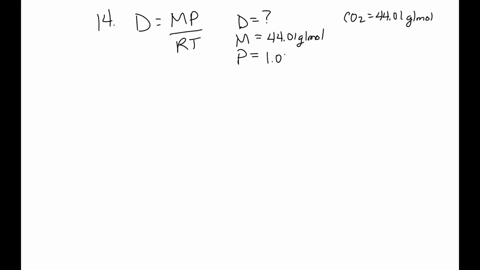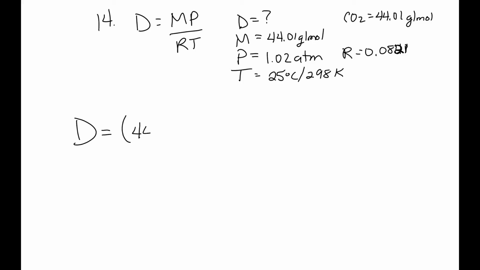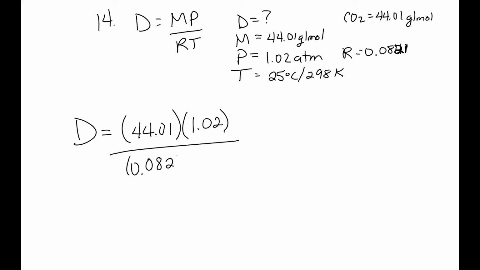P is 1.02 ATM, which means our R is 0.0821. Oh, I wrote 4. And then our T is at 25 degrees Celsius or 298 K. So D equals 44.01 times 1.02 all over 0.0821 times 298, and it's 1.83 grams per liter.